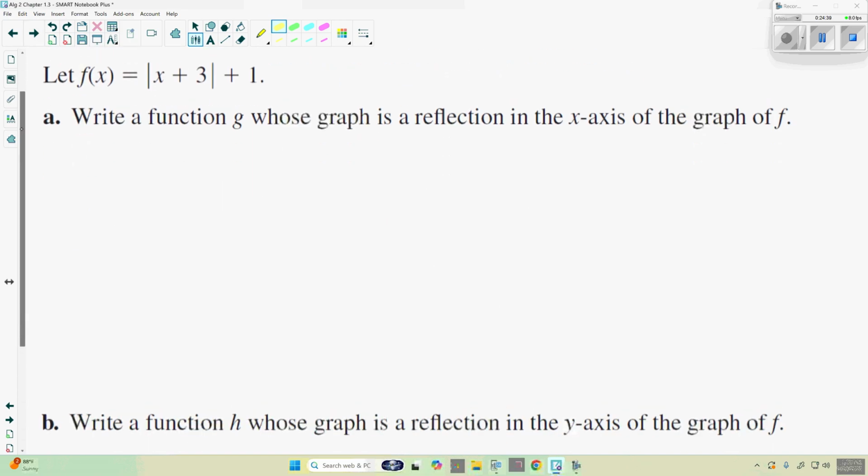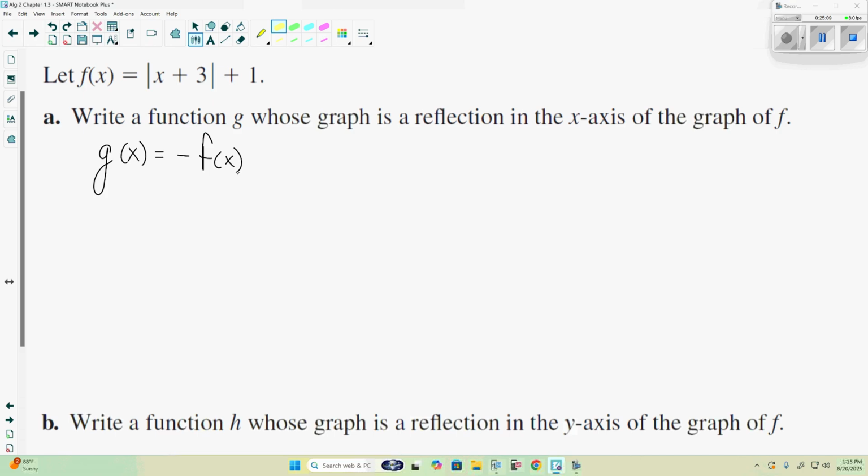So if we let f of x equal the absolute value of x plus 3, plus 1, we want to write a function g whose graph is a reflection in the x-axis. So we're reflecting it across the x-axis. According to our general form for reflection across the x-axis, it's negative f of x. So to show this translation, we would say that g of x is equal to negative f of x.